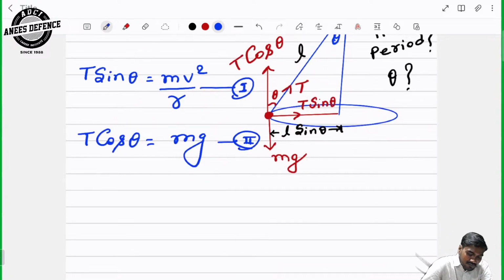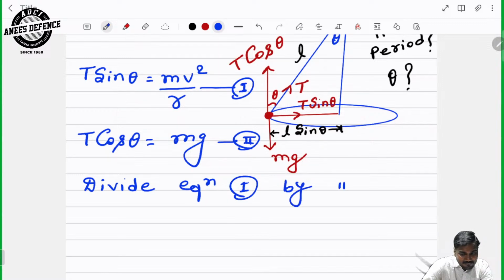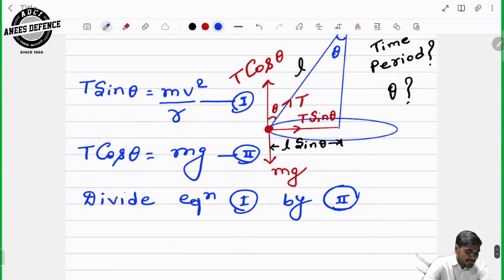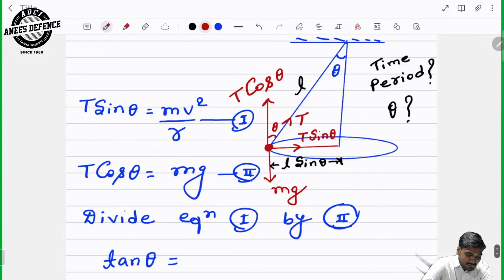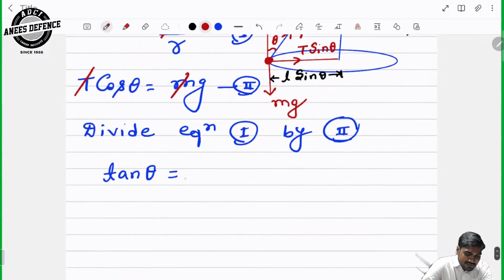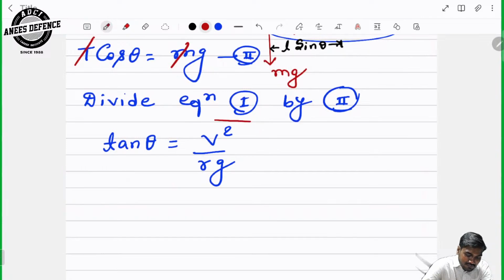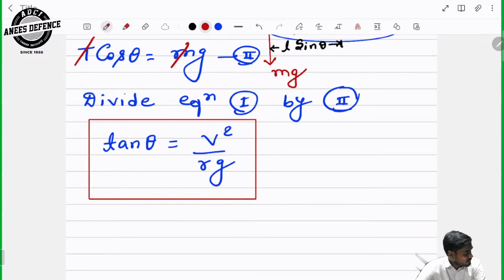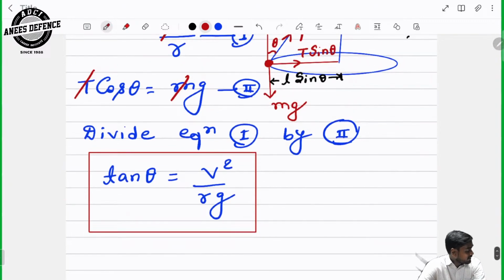Equation 1 by 2. T will cancel. Sin theta by cos theta is tan theta, and m cancels. So tan theta is equal to v square upon rg. Theta is the angle made with the vertical.